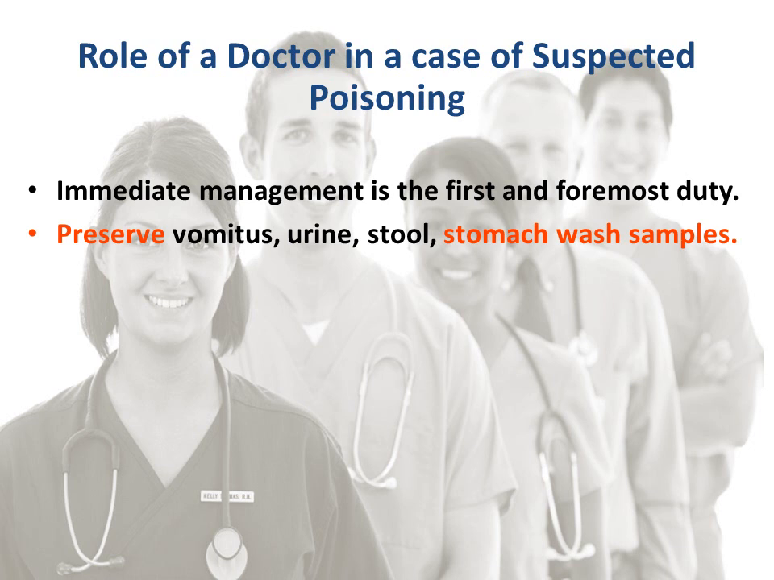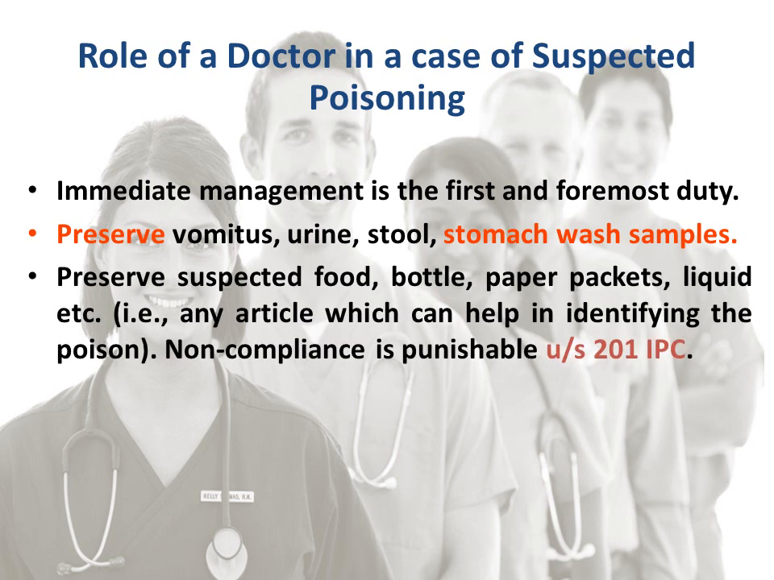The second important thing is he has to preserve the vomitus, urine or stool, and the stomach wash samples. This is very important because we can detect the poison from these specimens. The third one is please preserve the suspected food or the bottle or the container or the paper packs, etc., which will help to identify the specific poison.